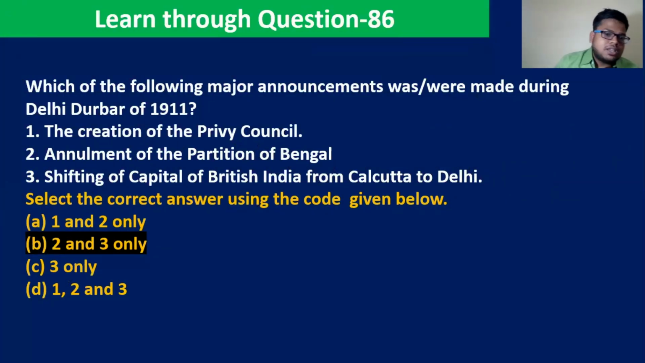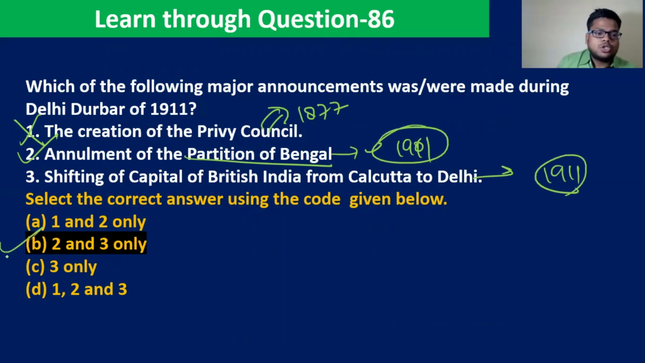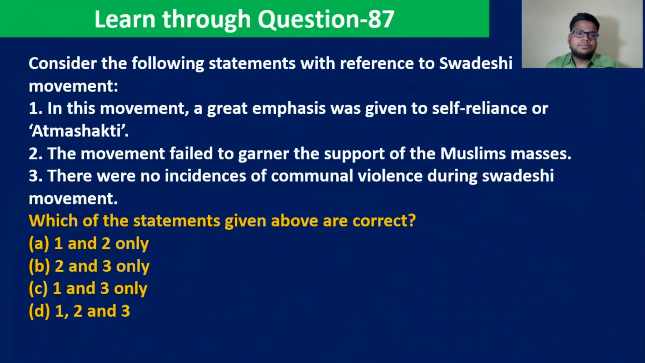Remember these three Darbars. So creation of the council, no, it was not done then. It was done in 1877. Then annulment of the partition of Bengal, yes, it was done in the 1911 Darbar, and the shifting of the capital was also done in the 1911 Darbar. So the answer is 2 and 3, both are right.